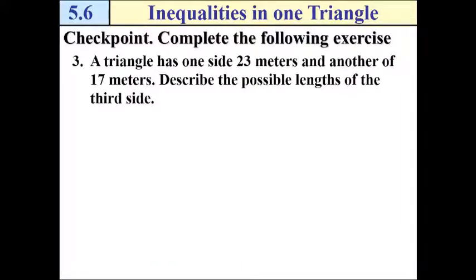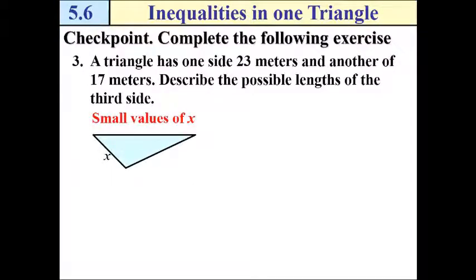Given side lengths like 23 and 17, we can find the answer immediately by adding them and by subtracting them. To find the possible length of the third side, we find their difference and their sum. The side length must be more than their difference and less than their sum.